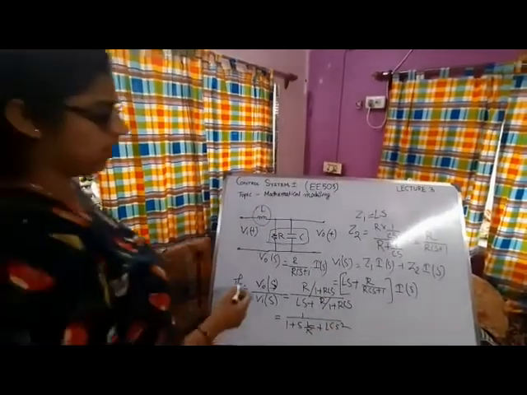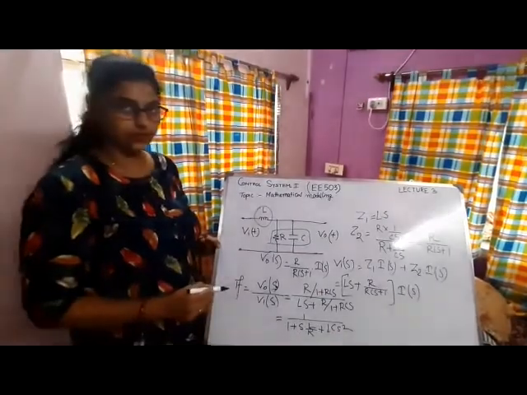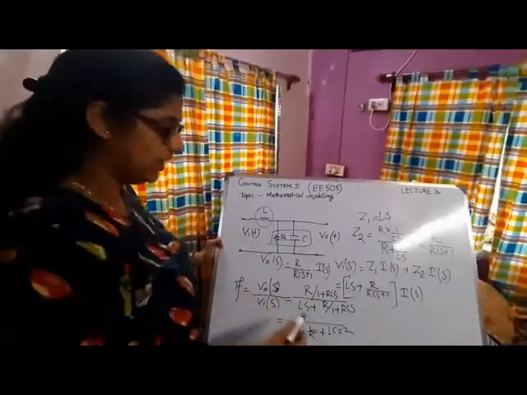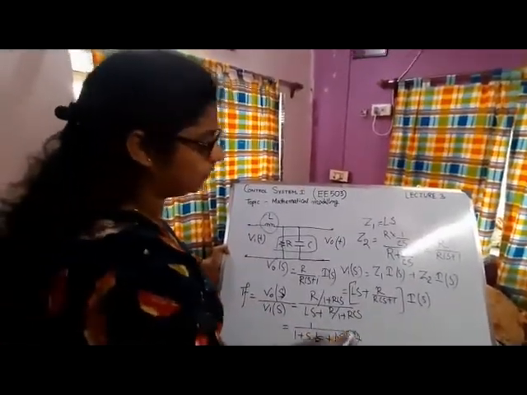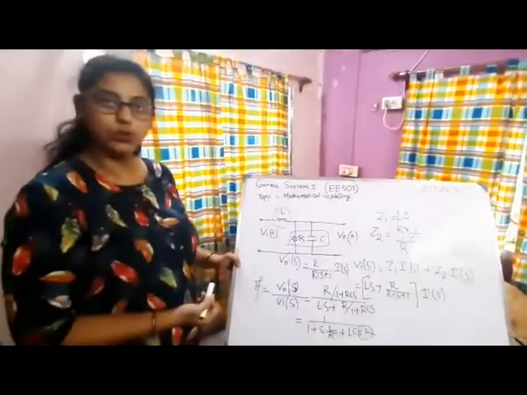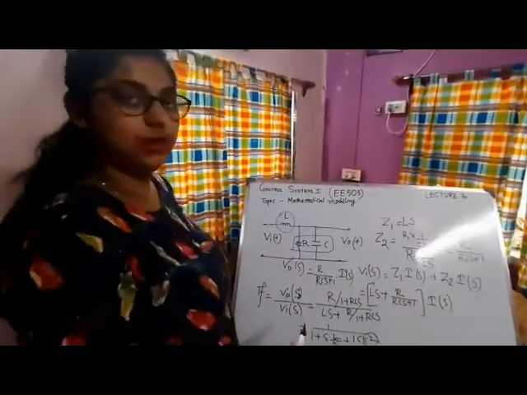So this is another way of finding the transfer function from the electrical circuit, and here also the highest power of s in the denominator is 2, so the order of this system is equal to 2.